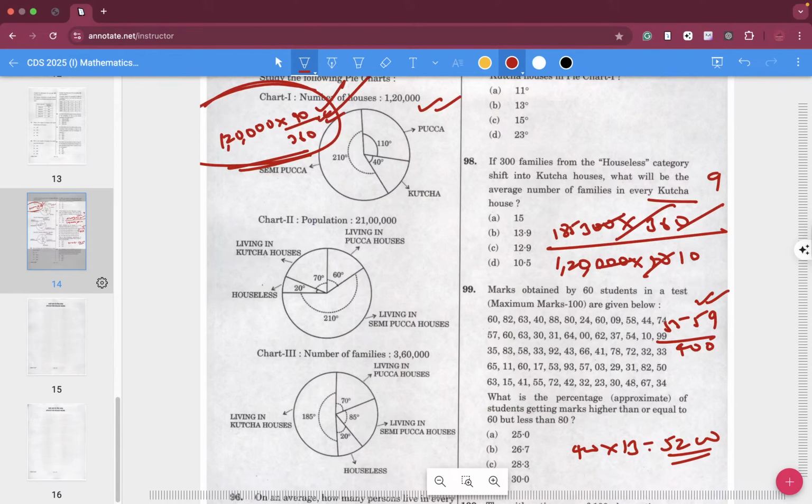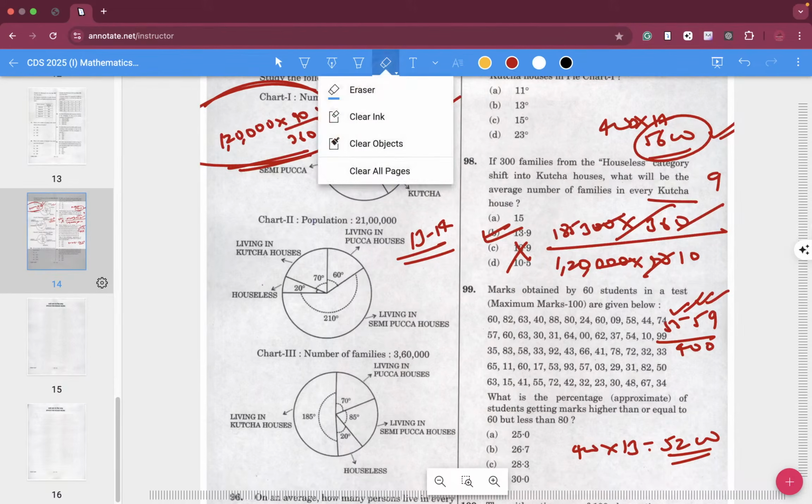Since this value is more than 5200, the number will obviously be more than 13 point something. And if you do 400 into 14, it is 5600. Since this value is less than 5600, the value has to lie between 13 and 14. So which means over here B will be the correct answer, folks. B will be the correct answer for this particular question.